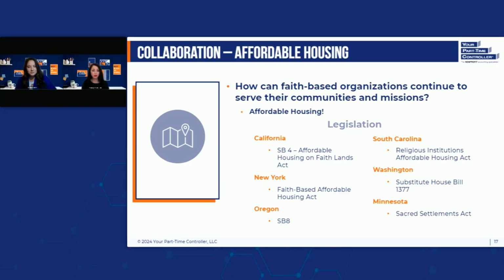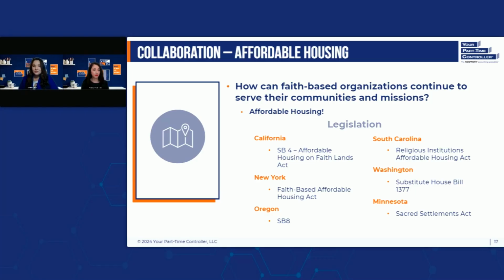As I mentioned when we started, I lead our YPTC housing and shelter vertical. And some of you may be thinking, why is Ashley here? She leads the housing and shelter vertical. Well, many faith-based organizations are pursuing affordable housing as a way to continue to serve their communities and diversify their revenue streams. There's a significant lack of affordable housing and housing for individuals experiencing homelessness all over the United States. Because of this, many cities and states are passing legislation to make the process of faith-based organizations building affordable housing on their properties easier.